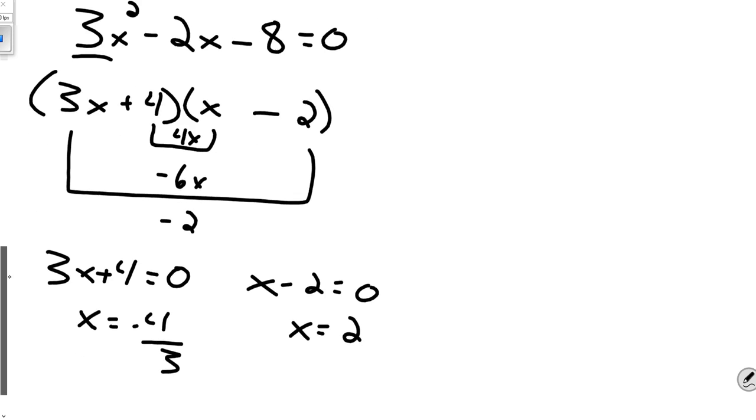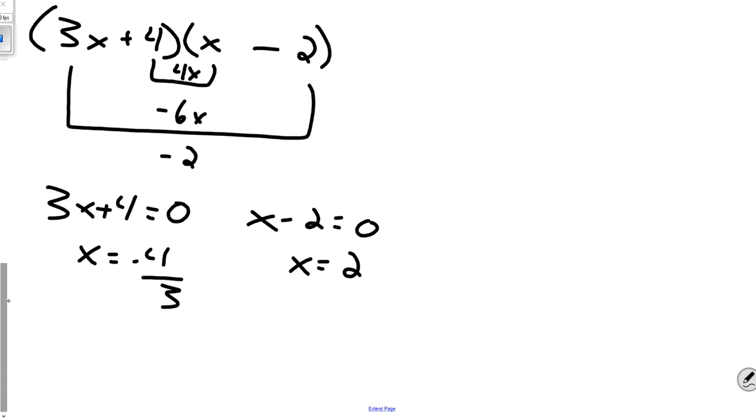Cool. Now sometimes we can't factor the quadratic. It's too hard, it's too big of a number, or the numbers aren't nice and don't work out. When that happens, we use the quadratic formula, right?